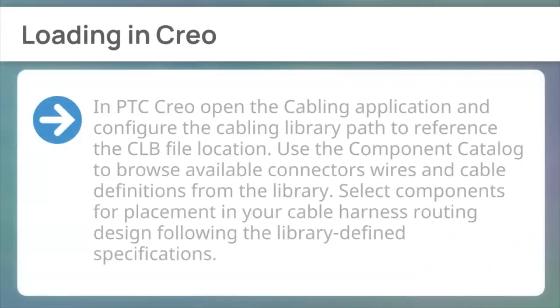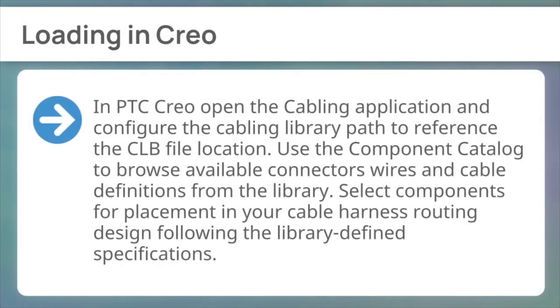First, loading in Creo. In PTC Creo, open the cabling application and configure the cabling library path to reference the CLB file location. Use the component catalog to browse available connectors, wires, and cable definitions from the library. Select components for placement in your cable harness, routing design following the library-defined specifications.